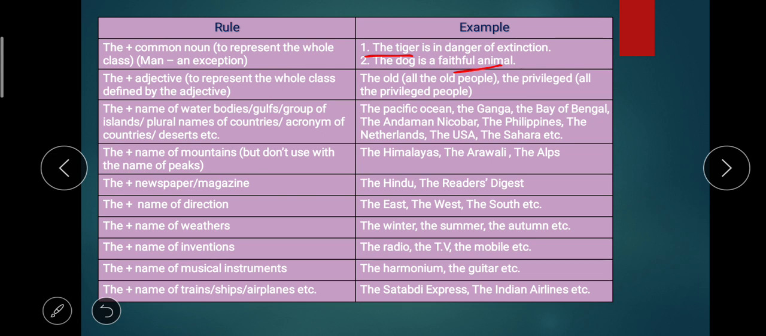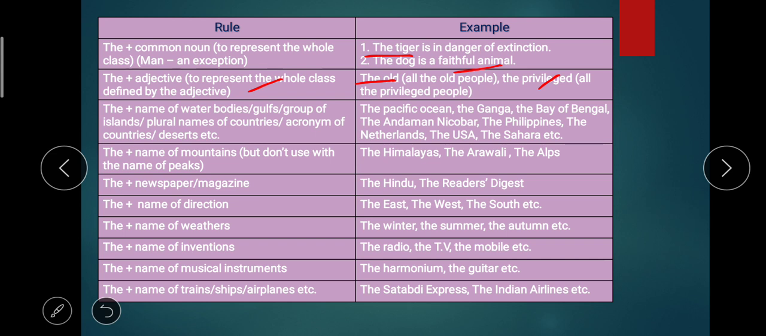Next is "the" plus adjective to represent the whole class defined by the adjective. Again, when we use "the" before any adjective, "the" plus adjective put together work just like a common noun. Like "the old." Over here, "the old" means all the old people in this world. "The privileged" means all the privileged people, the people who have special rights. So we are talking about all of those.